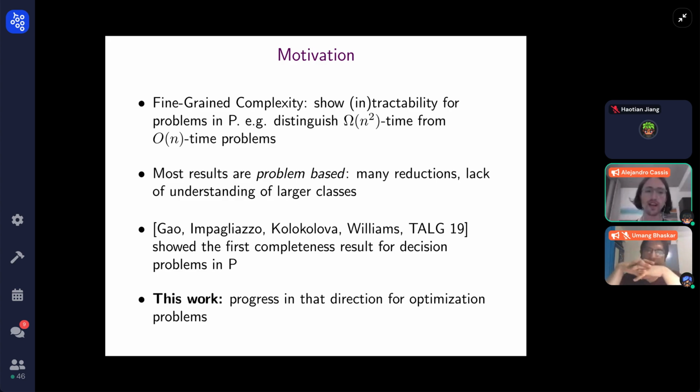Now, our work can be seen as an analog of Gao, Impagliazzo, Kolokolova, and Williams' result, but now for optimization problems. So I want to start by first telling you what this class of problems is that we define, and then what our main result is.